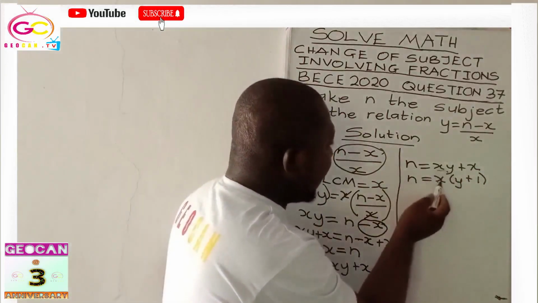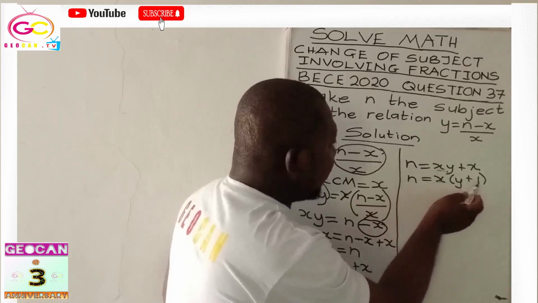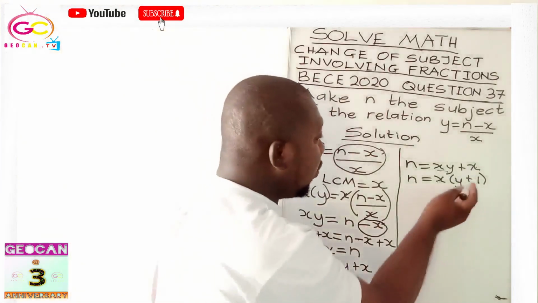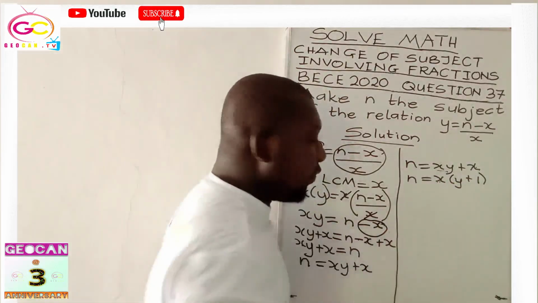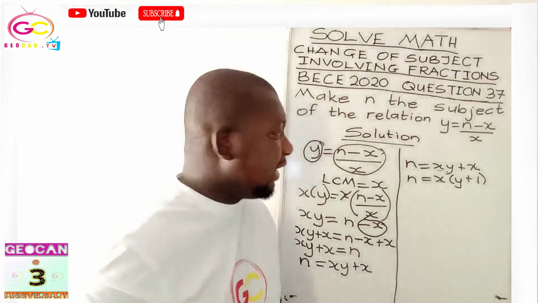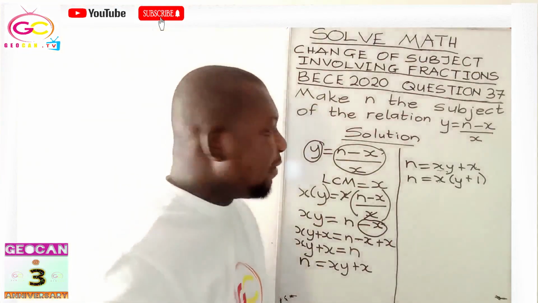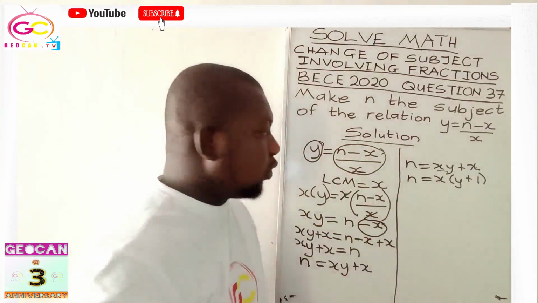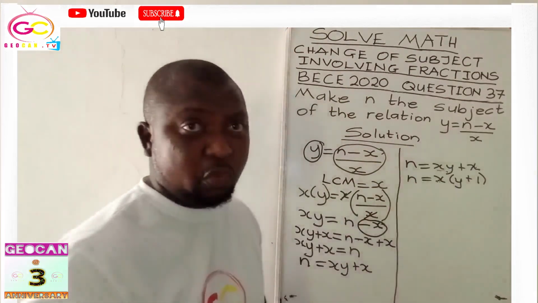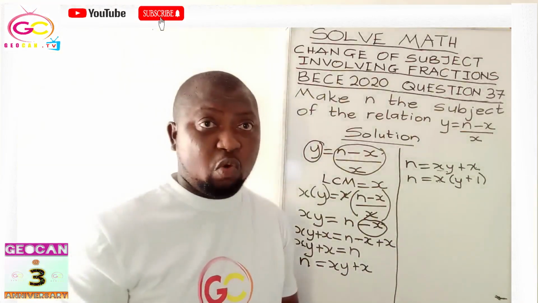So as you can see, x times y will give us xy. That's what you can see here. x times 1 will give us x. Because any number times 1 or any variable times 1 will give us what? That variable. So you've been able to also factorize. So you are done. This is easy as A, B, C, D. I hope you can see that. So n is equal to x into bracket y plus 1 bracket close. You leave your answer like this and you are good to go.